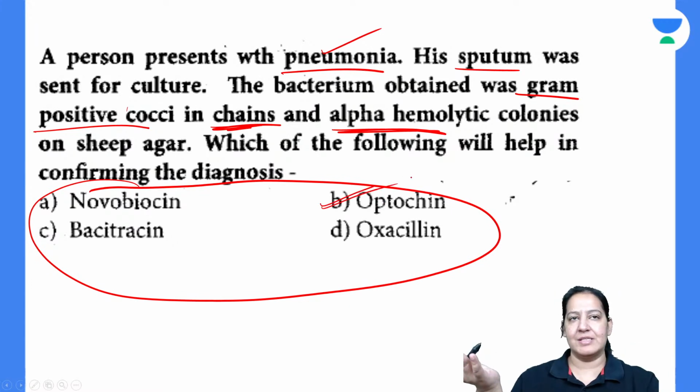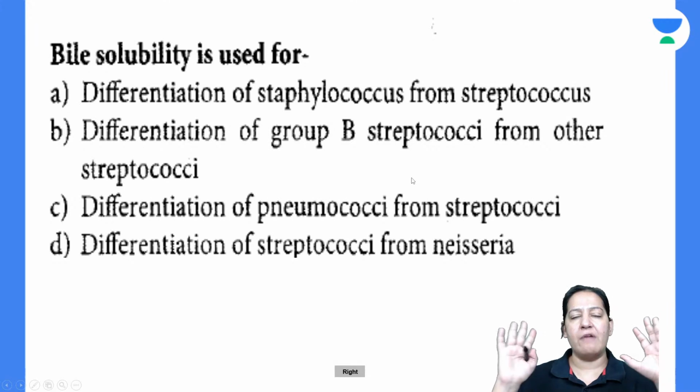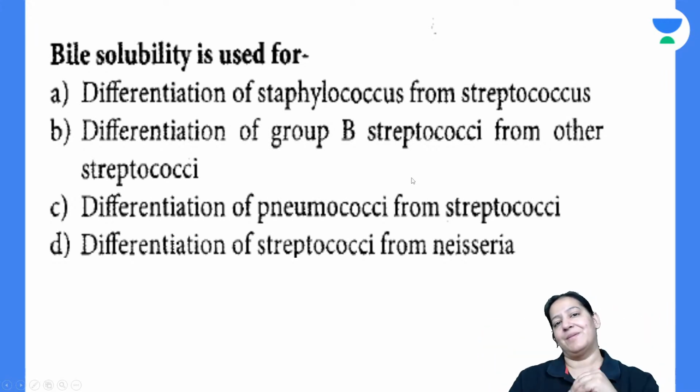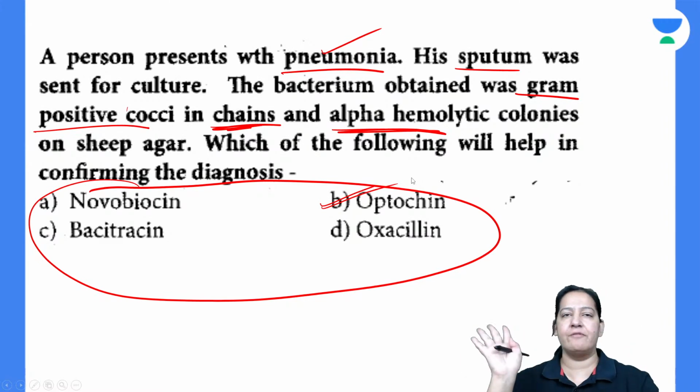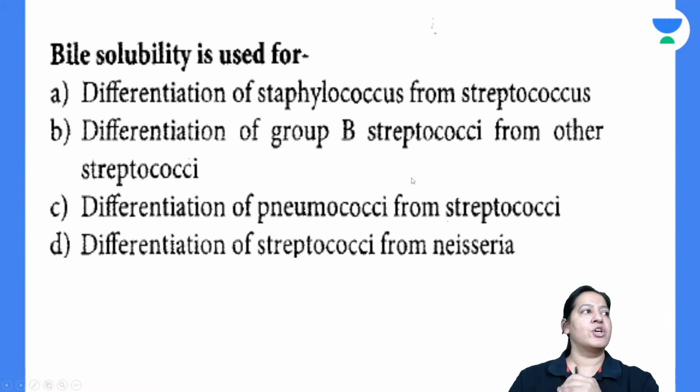It is optochin sensitivity. So in all the questions, first you have to come to a point: what is the organism? After coming to that, what is the diagnosis? You read the four options, and the answer will be clear to you. You got my point? The next question is in front of you.